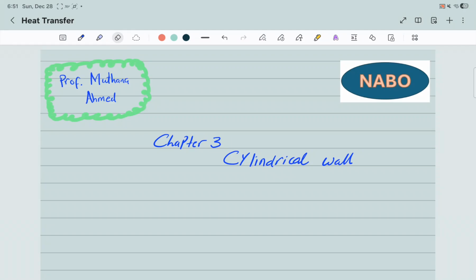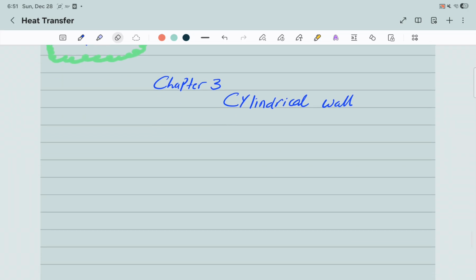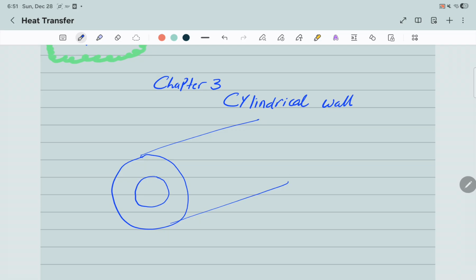Hello everyone, in today's class we're going to look at heat transfer in a cylindrical tube or pipe. So to start off, let's draw a diagram of a cylinder. That's the first diameter and that's the second diameter. Okay, and that is our pipe right here.